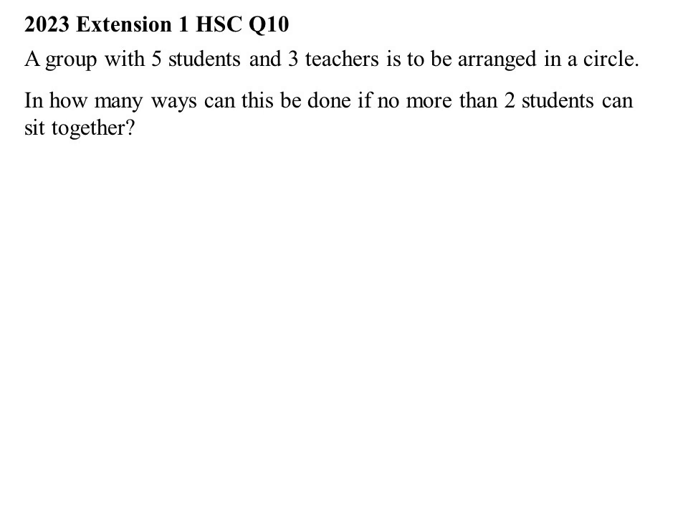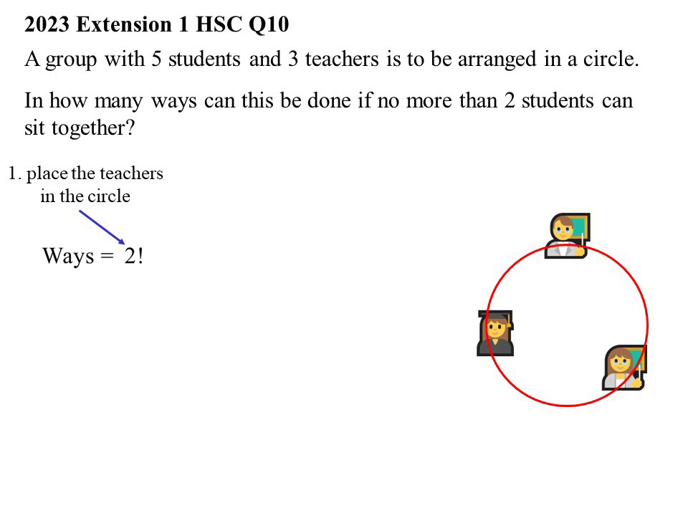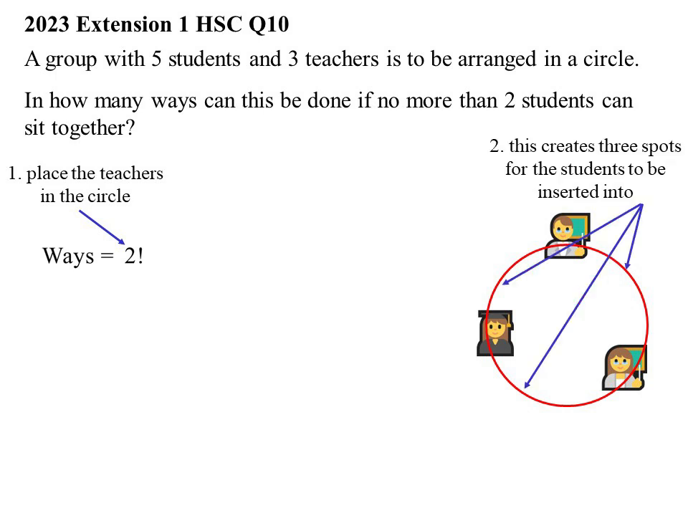Group has 5 students and 3 teachers, and it is to be arranged in a circle. How many ways can this be done if no more than 2 students can sit together? This is how I did it. I said, well, I'm going to start with 2 factorial. The 2 factorial, there they are. Place the 3 teachers in a circle. Okay, 2 factorial ways. I'm now going to use this insertion idea.